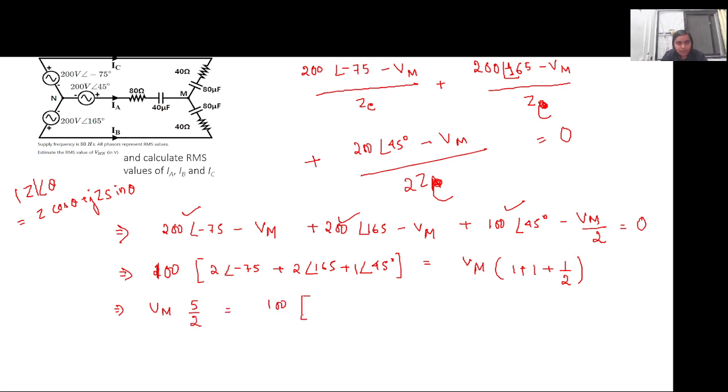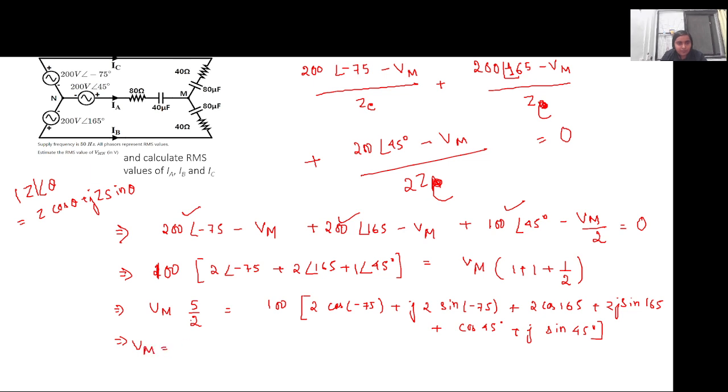100 into 2 cos of minus 75 plus j 2 sine of minus 75 plus 2 cos of 165 plus 2j sine of 165 plus 1 into cos of 45 degree plus j sine 45 degree. This will be the expansion. So we can write Vm equal to, we take 5 by 2 on the other side, so it will be 2 by 5 into 100.